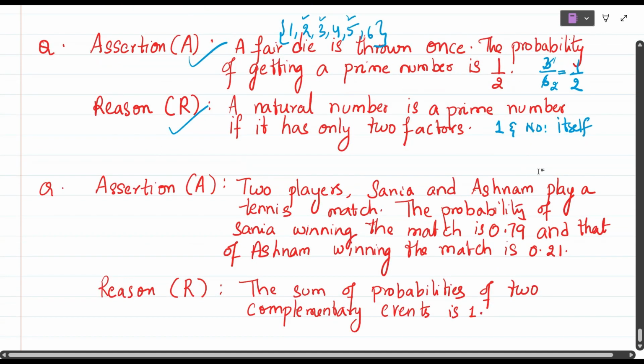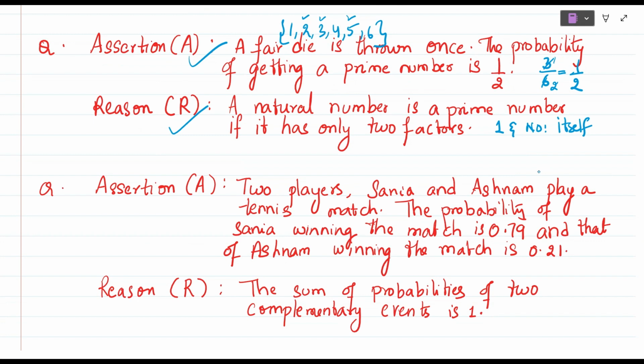Next question, assertion. Students, two players Sania and Ashnam play a tennis match. The probability of Sania winning the match is 0.79. So here P of E they have given 0.79, and that of Ashnam winning the match is 0.21. So P of not E, they have given 0.21. If we add, we must get the answer as 1, students. So let us check here. We got the answer as 1.